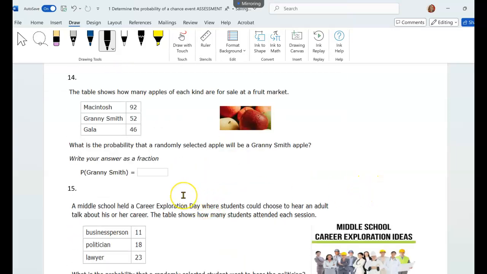Okay, we have some word problems, but that's not a problem. The table shows how many apples of each kind are for sale at a fruit market. Macintosh, there's 92 Macintosh apples. Granny Smith, there's 52. Gala, there's 46. What is the probability that a randomly selected apple will be a Granny Smith apple?